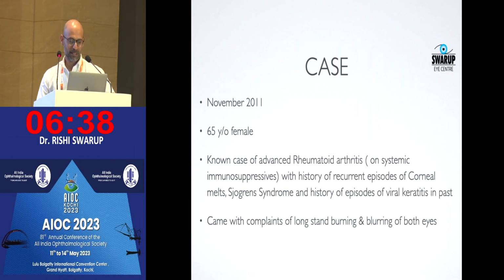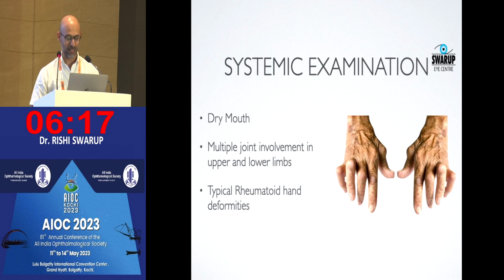This is the other case. So this patient presented in November 2011 with me, a 65-year-old female, known case of rheumatoid arthritis on systemic immunosuppressives, with history of recurrent episodes of corneal melts, Sjogren's syndrome, and history of episodes of viral keratitis in the past. Now this patient came with long-standing burning and blurring of vision in both eyes. She was a classic case with these kind of joints, dry mouth, etc.